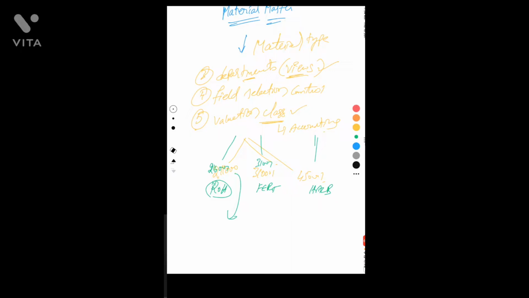So basically, when you need to differentiate the GL account for each material type, the valuation class will help you pick the GL account. Why? Because there are multiple ways. Suppose within raw material only, I again need to differentiate. In the raw materials, again I have three types of raw materials.